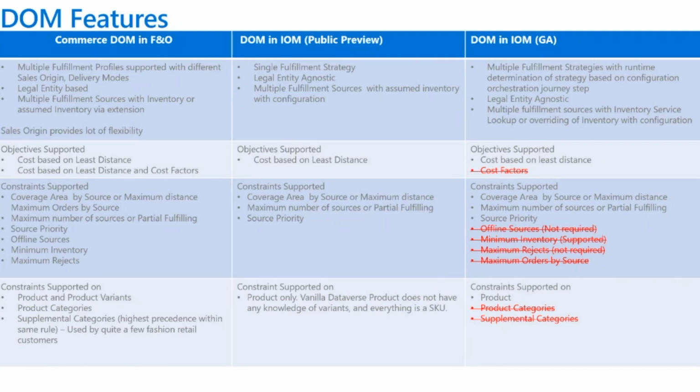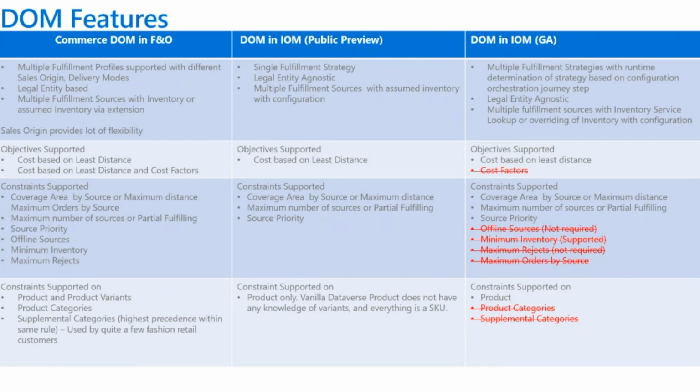In terms of other things that are slightly different, in FNO we can define constraints based on product categories. At this point of time, we are not bringing the same capabilities within IOM, but at a later date, we definitely plan to add support for product categories and supplemental hierarchy categories. We understand the need for it, and it's widely used within fashion. For example, the supplemental categories have the highest precedence compared to the regular product categories as you define the rules.